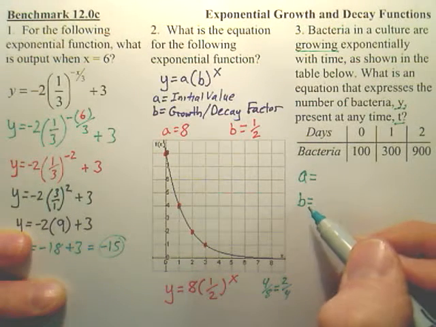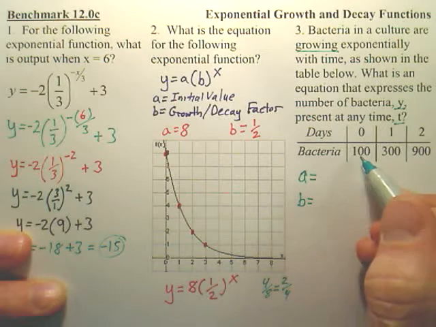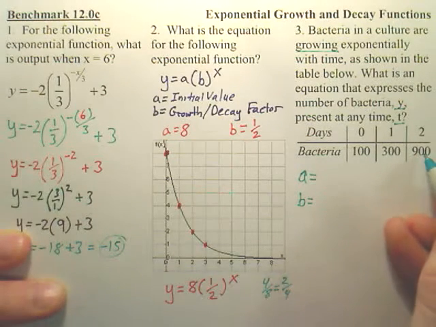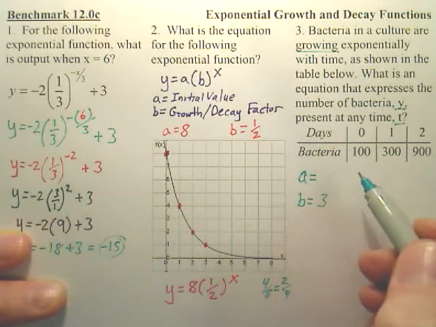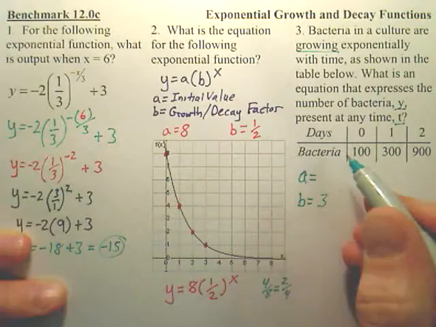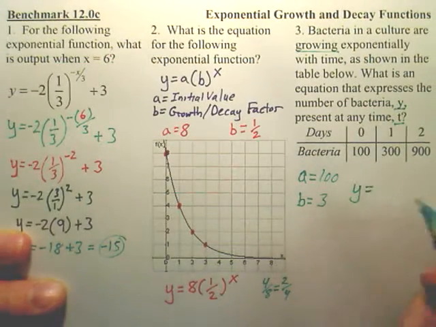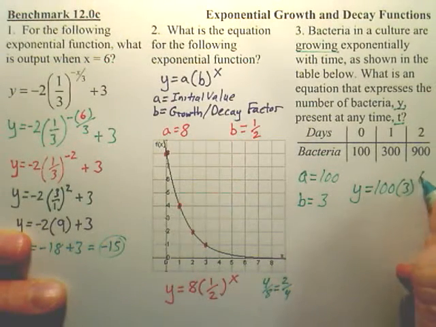Okay. So, to find my B value, how did I get from 1 to 300? What did you multiply by? 3. Now, from 300 to 900, did you also multiply by 3? So your B value is 3. Is that greater than 1? Yeah, it should be, and it is. What's your initial value? What's your first value? At 0, it's 100. So my equation is y equals 100 times 3 to the t.